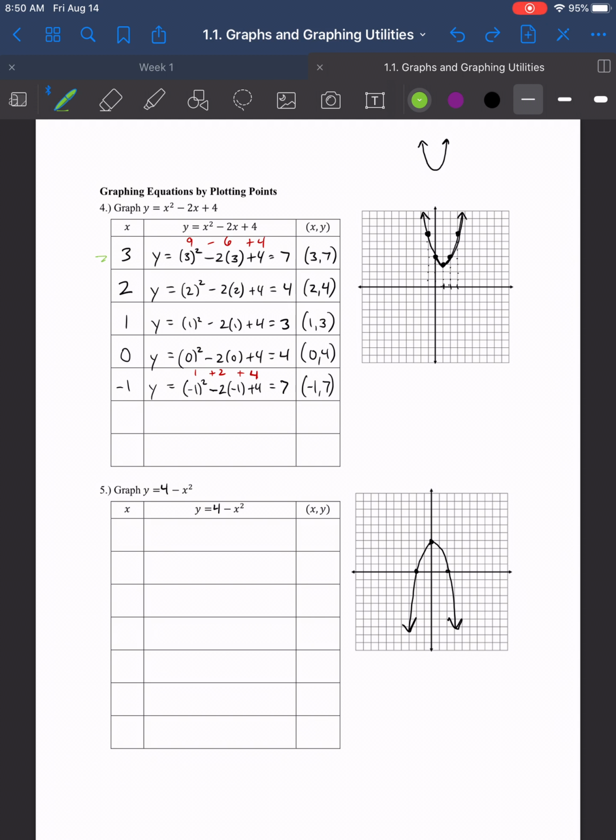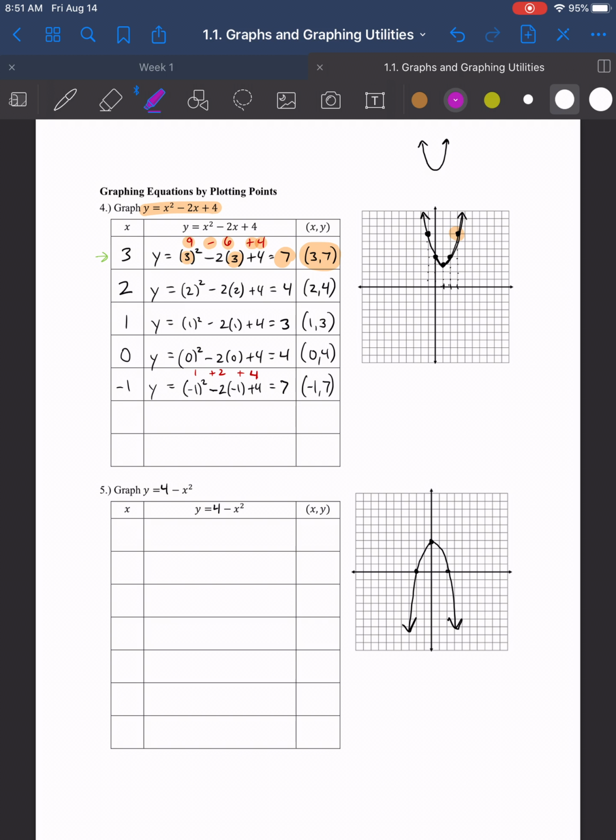So here in this first one, I plugged 3 into the equation, so 3 squared minus 2 times 3 plus 4. That gives me 9 minus 6 plus 4, and that gives me a 7. And so I know that 3 corresponds to 7, and so I have this ordered pair (3, 7). That means that is a point on our graph. So you go to 3 on x and up to 7 on y, and that (3, 7) is right there.